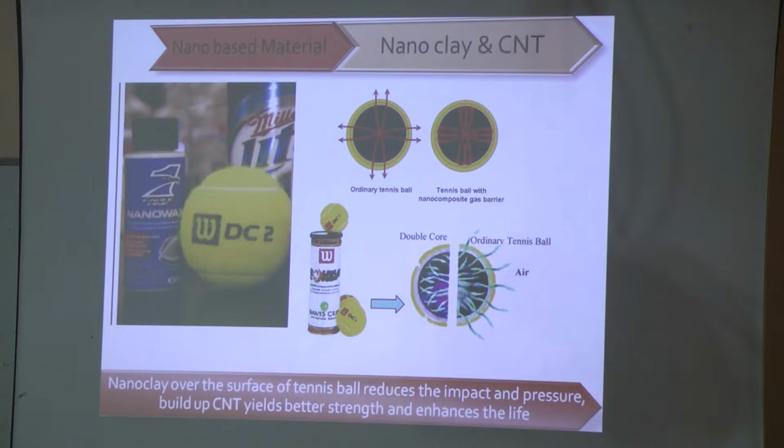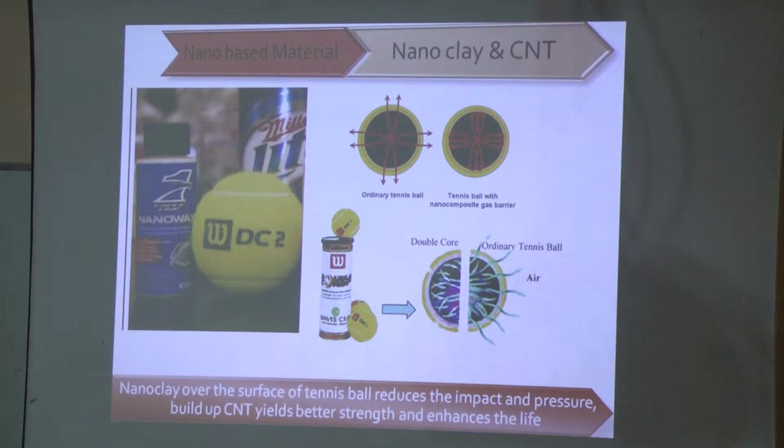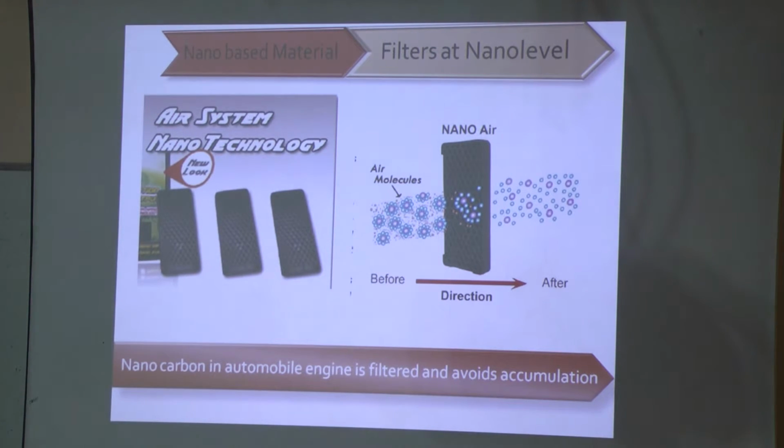Because when you have a simple double core ball, whatever pressure buildup is there inside the ball, it tries to retain it there, thereby its life also goes down. But in case of the right side, it has some pores, micropores. So obviously it doesn't allow the pressure to build up beyond a certain extent. That is the simple concept there. Something related to a filter at nano level.